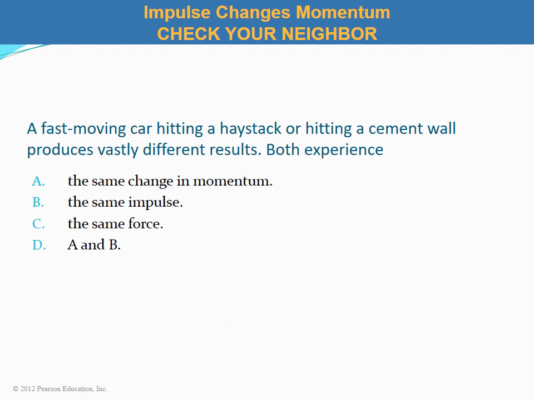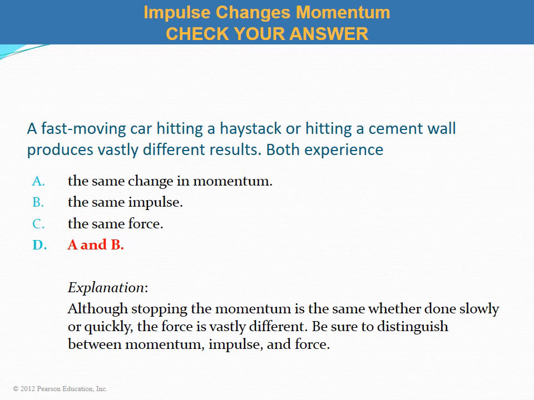A fast-moving car hitting a haystack or hitting a cement wall produces vastly different results. Both experience: A, the same change of momentum, B, the same impulse, C, the same force, or D, A and B. Answer is D, both A and B. Although stopping the momentum is the same whether done slowly or quickly, the force is vastly different. Be sure to distinguish between momentum, impulse, and force.